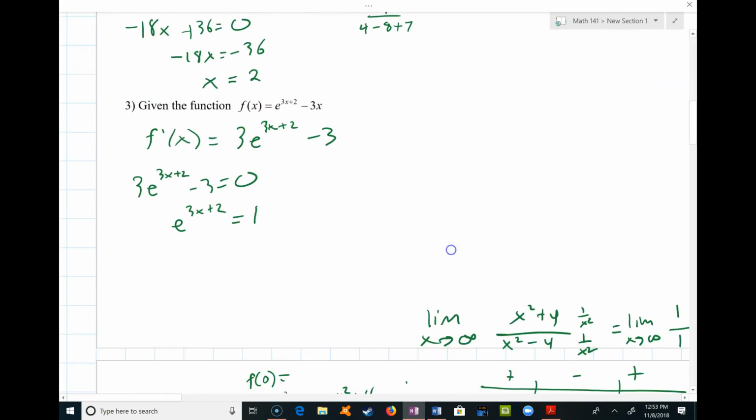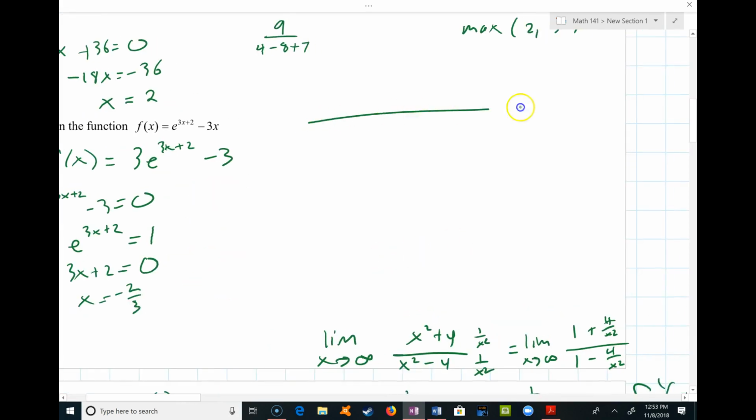And if you take the natural log of both sides, you get 3x plus 2 is equal to the natural log of 1, which is 0. That means that x is equal to negative 2/3. So that's the only entry into my first derivative test, negative 2/3, because it's not undefined anywhere.